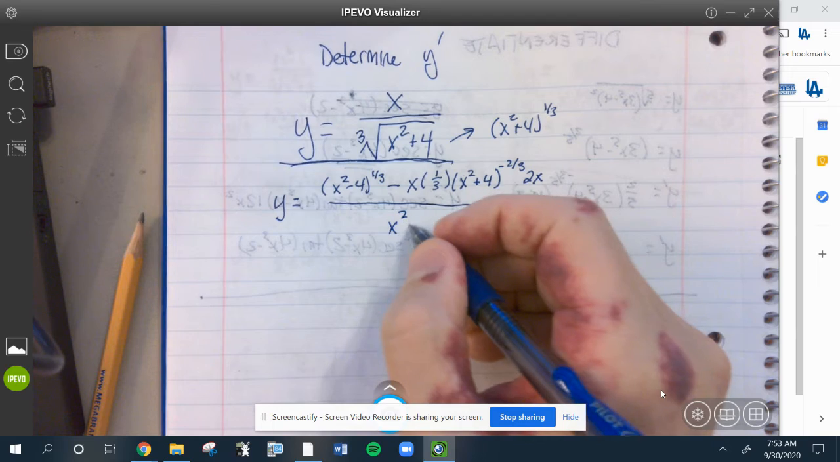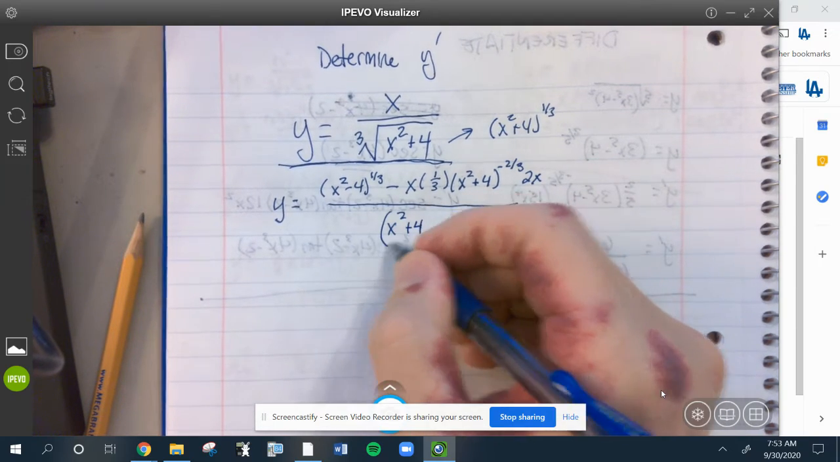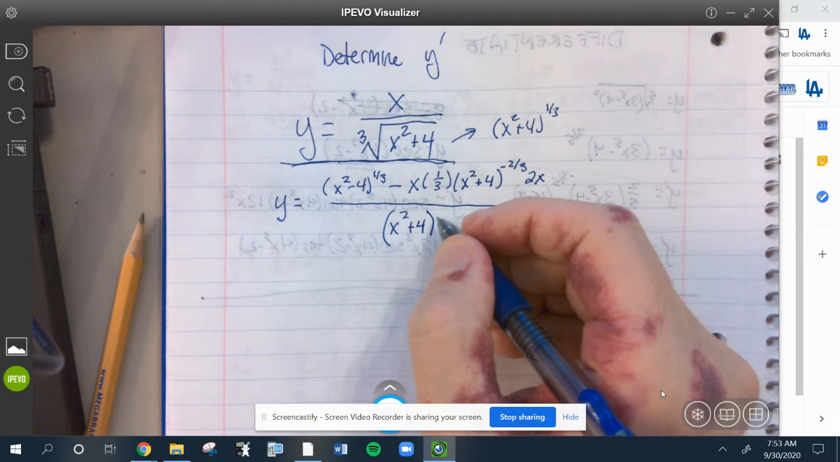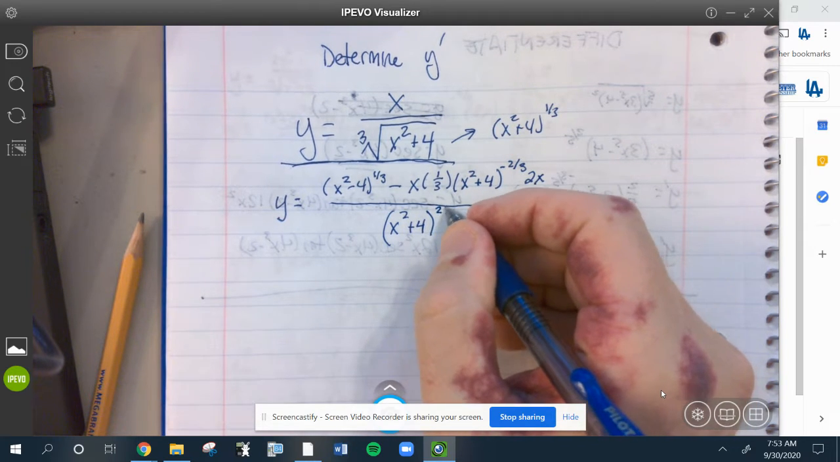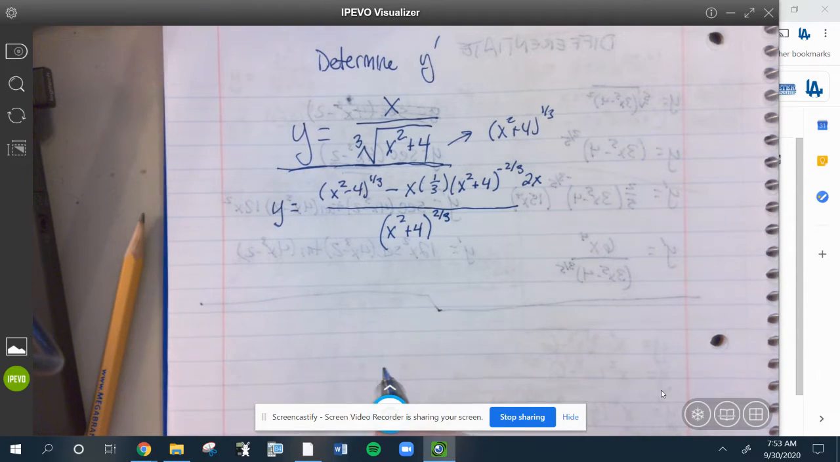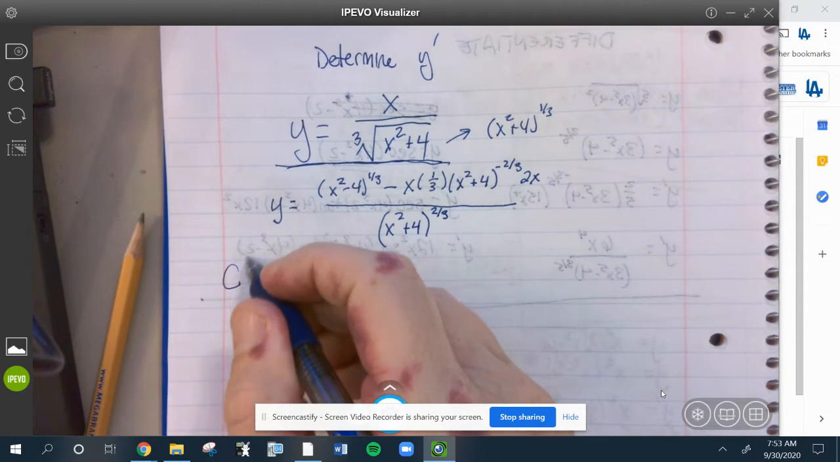All over the bottom squared. So the bottom was x squared plus 4 to the 1/3. When you square that, you multiply exponents. So it's now 2/3. So now the cleanup step.